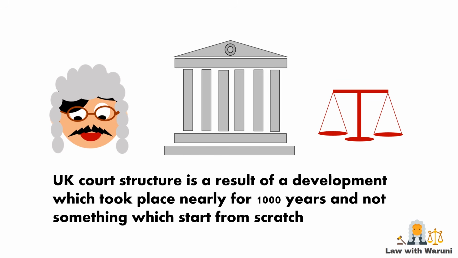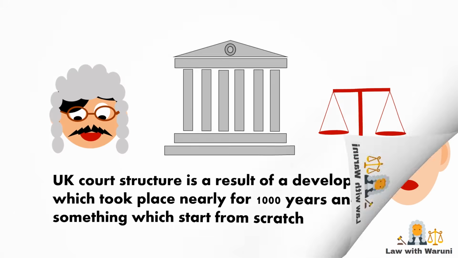The UK has 3 different court structures. The first one is the England and Wales court structure. The second one is the Scotland court structure. The third one is the Northern Ireland court structure. In this presentation, you will be learning in detail about the England and Wales court structure.